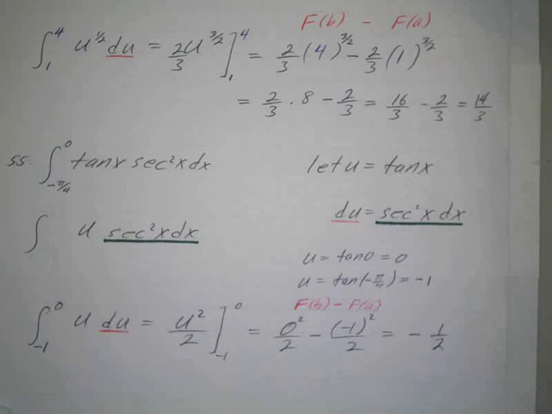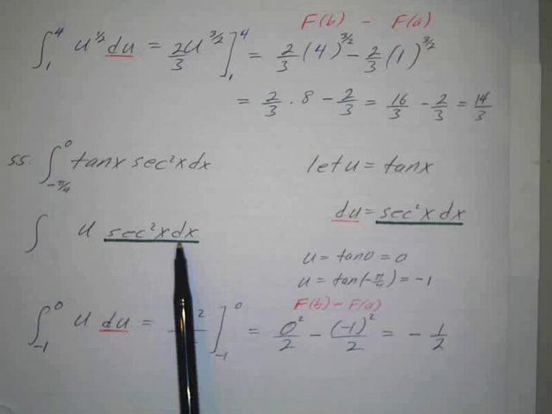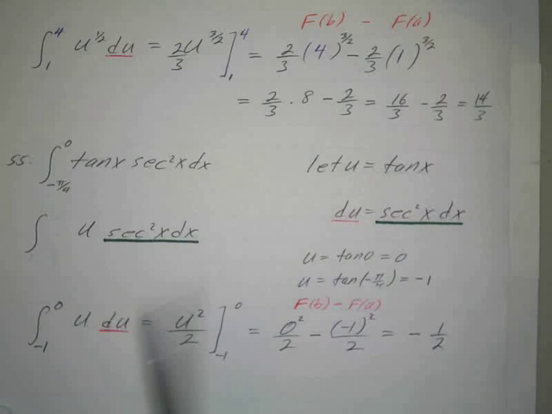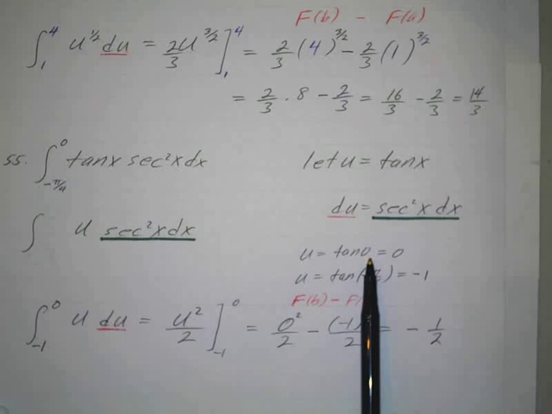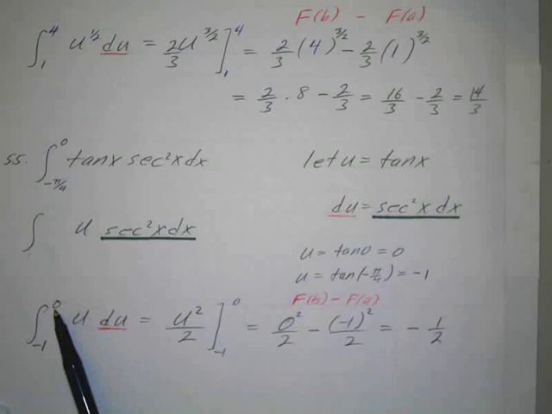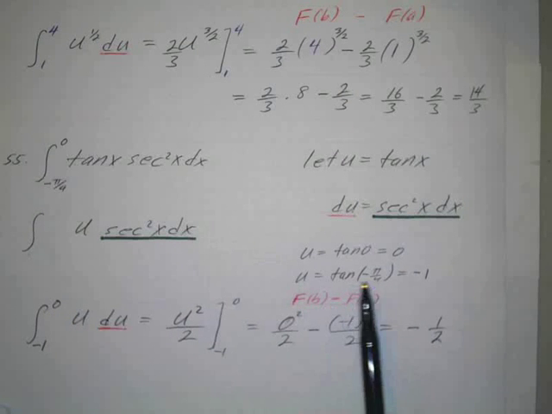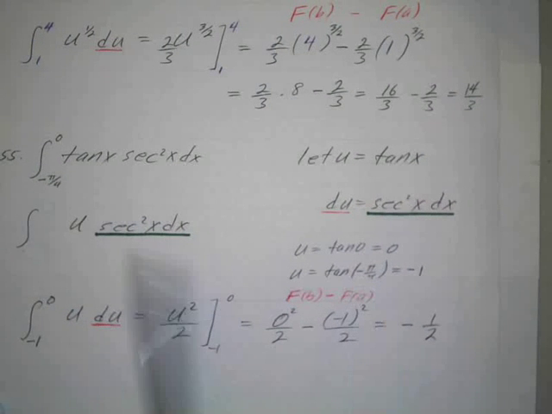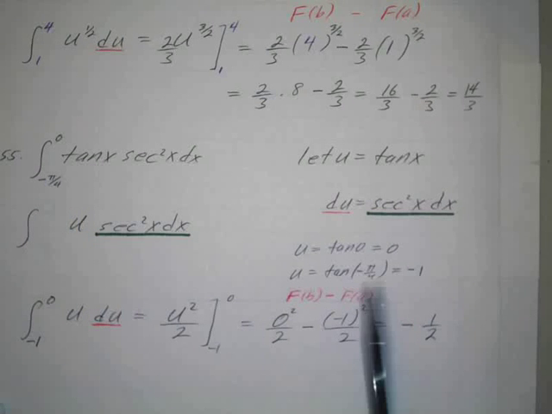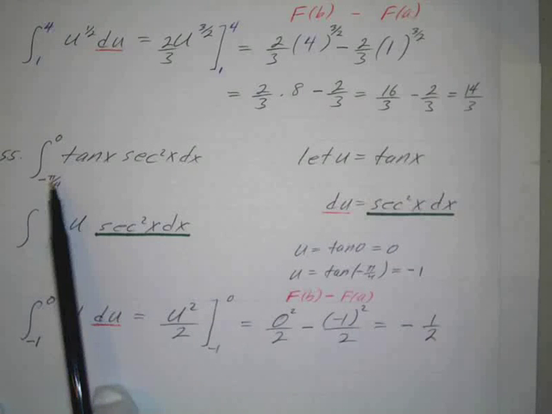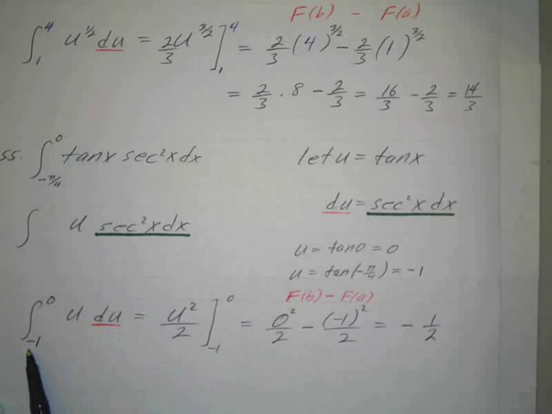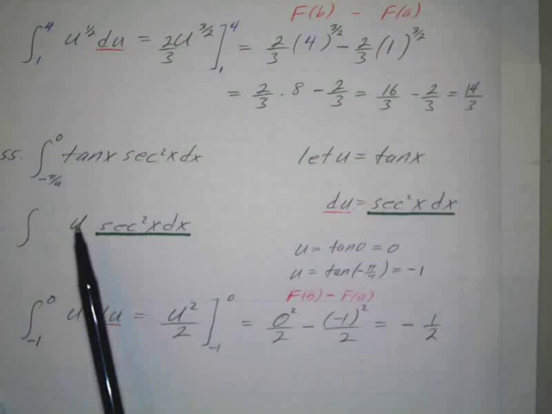If I let tangent of x equal u, there's my u. Secant squared of x dx, that's my du. I have to change my limits. When x is 0, the tangent of 0 is 0, so I've got 0 up here, and when x is negative pi over 4, the tangent of negative pi over 4 is negative 1. Remember, it's in the fourth quadrant, and tangent is negative. So these limits go from negative pi over 4 to 0 in terms of x, to negative 1 to 0 in terms of u.